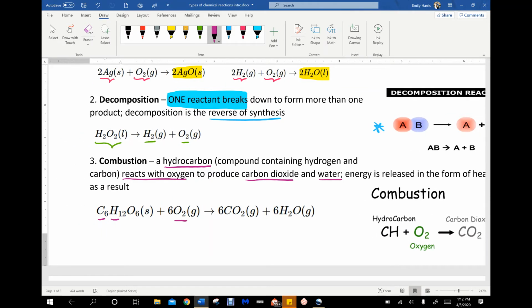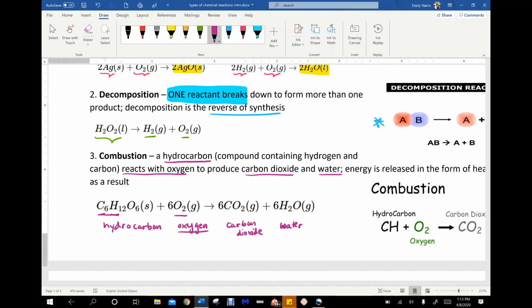Okay, so here again we have a hydrocarbon, which has carbons and hydrogens. It's reacting with oxygen, and it produces carbon dioxide and water. And so when you're looking for a combustion reaction, the easiest thing to start with is just to look at the products. Does it make carbon dioxide and water? And is it reacting with oxygen?